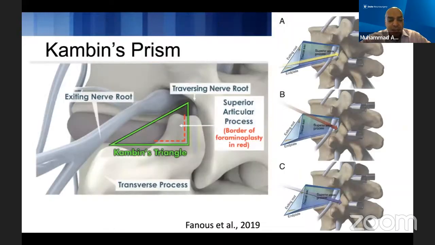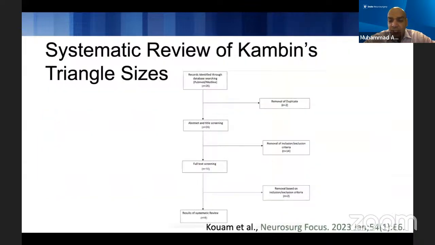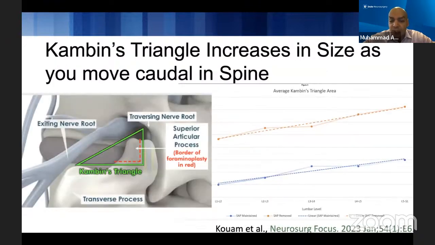Over the past year, we've been very concentrated on Kambin's triangle. It really is a three-dimensional structure, so we should probably call it, as my colleague Dr. Mike Wang from Miami calls it, Kambin's prism. We've done a recent literature review looking at CT anatomy, at how big Kambin's triangle is. We found that as you go caudally in the spine, Kambin's triangle increases. And then, as our endoscopic colleagues will tell us, if you do a foraminoplasty and take off the superior articulating process, you can actually double the size of Kambin's triangle.